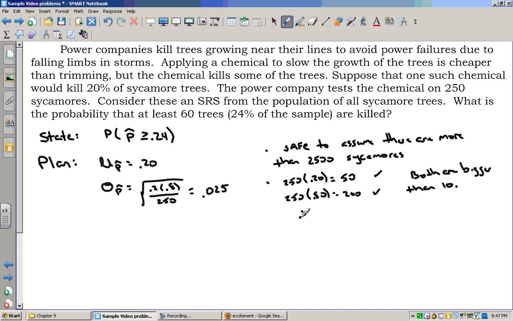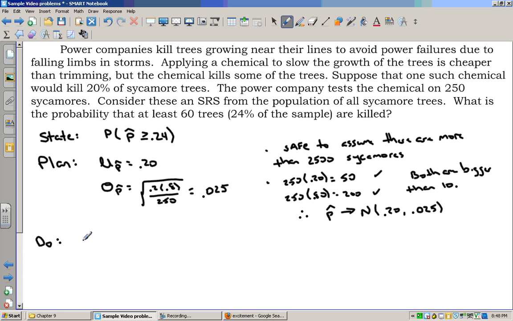Therefore, we can say that the sampling distribution is approximately normally distributed with a mean of 0.20 and a standard deviation of 0.025. Okay, so now we've got it planned. Next up, we're ready to actually do the math.